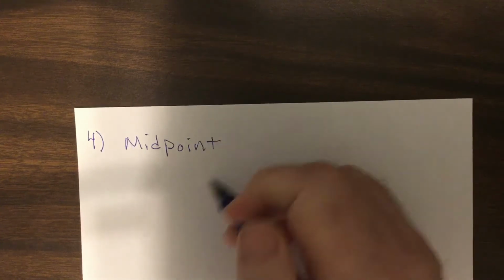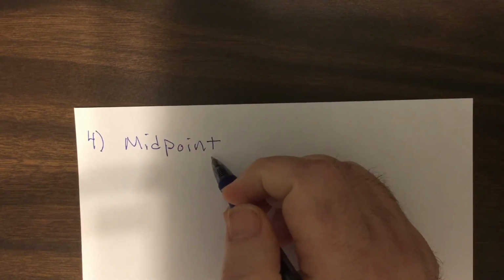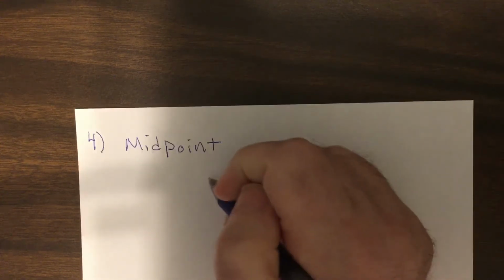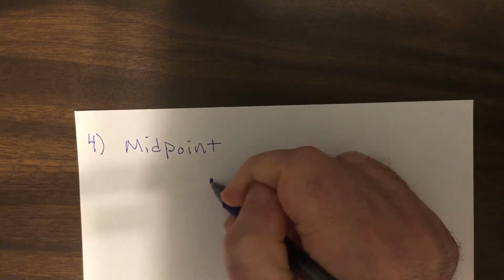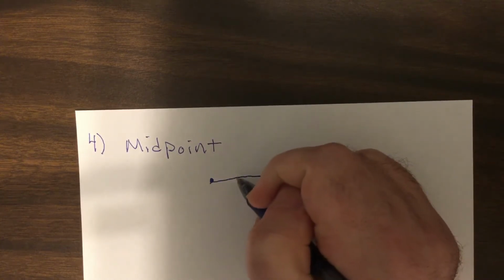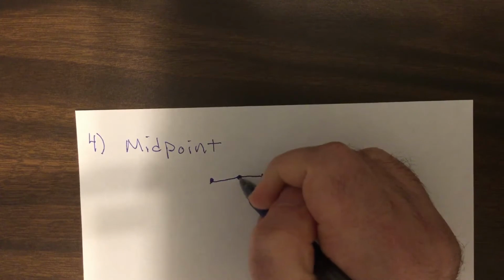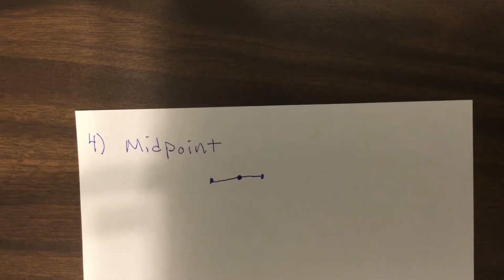Okay, the two new formulas that we have now. One is called the midpoint. You're going to use this a lot next year in geometry. And it is, if you're given two endpoints, how do I find the point that's right in the middle of the segment?